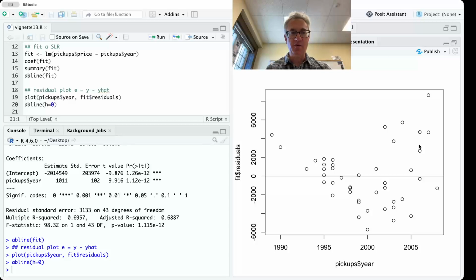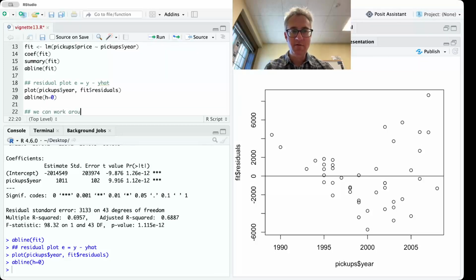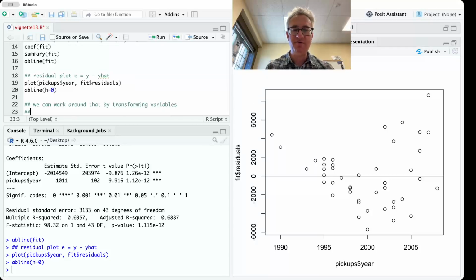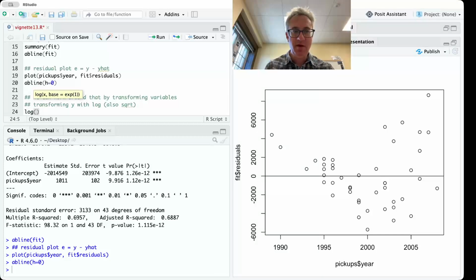We can work around that by transforming variables. I'm going to start with transforming y with the log. But you can also do this with the square root. I'm not going to do it in this video, but you can check it out more on that and other possibilities in the book. So I'm going to take the logarithm of pickups price, which is my response variable, and I'm going to add that to the data frame. I'm going to call it L price because it's the logarithm of price.